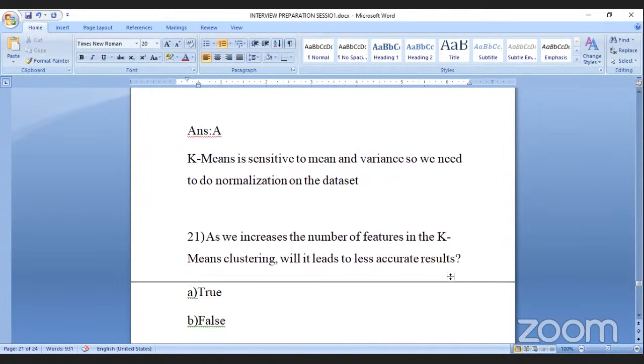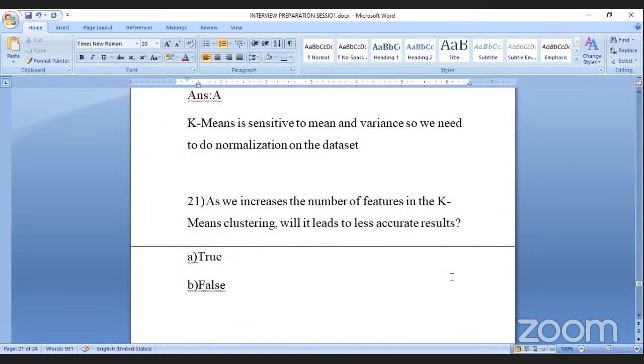So the next question is 21. As we increase the number of features in K means clustering, will it lead to less accurate results? Will it affect the results, friends? Tell me true or false. As we increase the number of features in K means clustering, will it lead to less accurate results, or will it reflect in the results? Is that true or false?